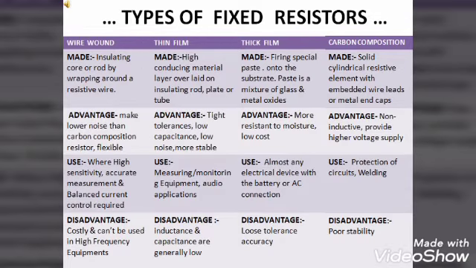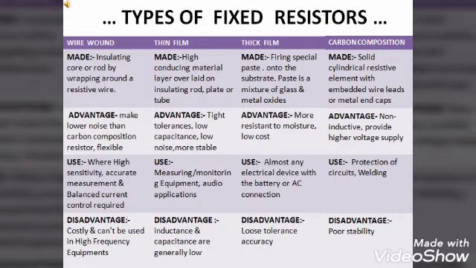Now what is the thickness of this thin film? It's 1 nanometer. What about thick film? Thick film resistors are those resistors in which a special paste is applied onto the substrate. Now what is the difference between thick and thin film? Thin film resistors have a metallic film that is vacuum deposited on an insulating substrate, whereas thick film resistors are produced by firing a special paste onto the surface. So this is the difference between them.